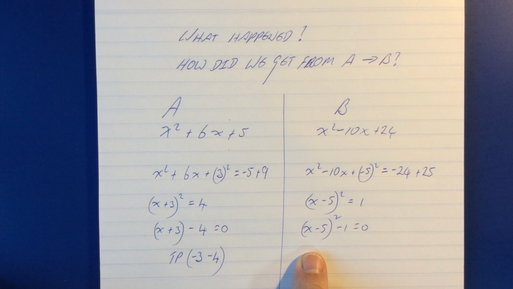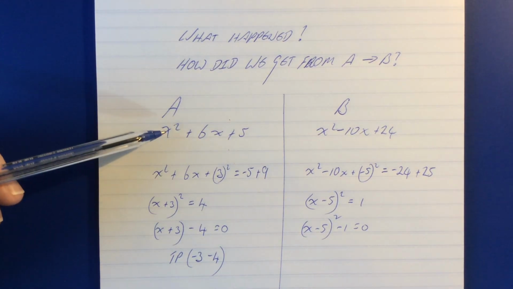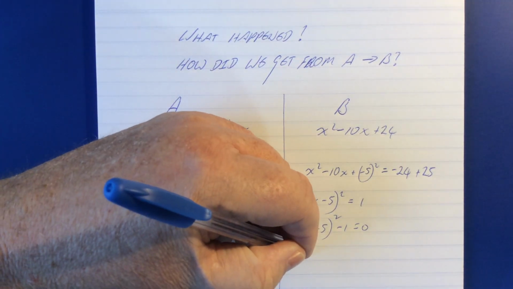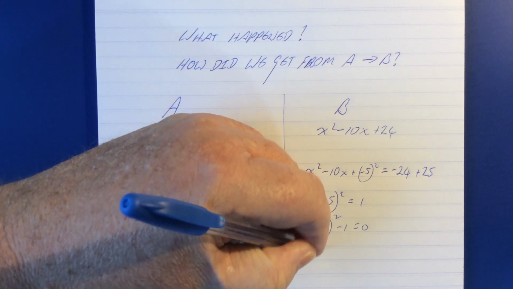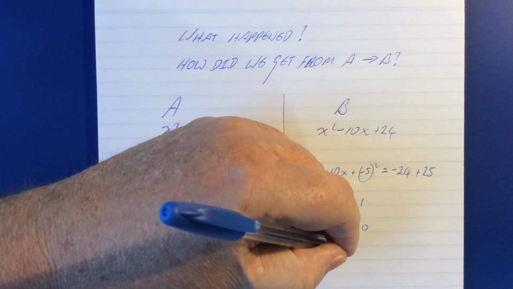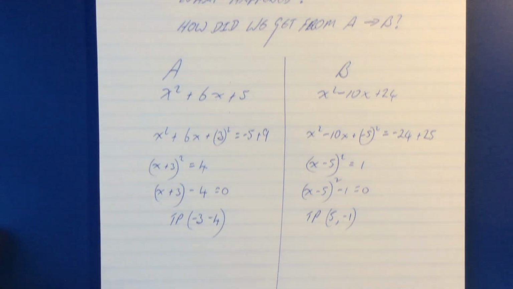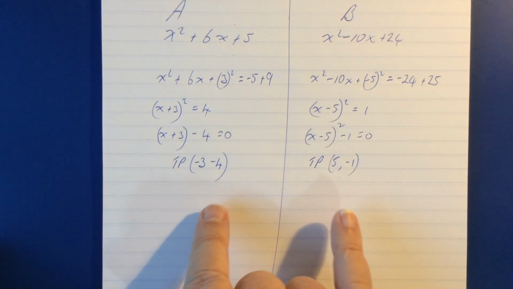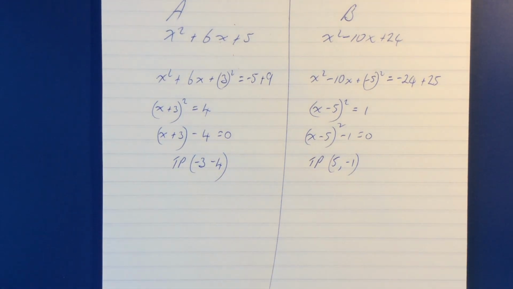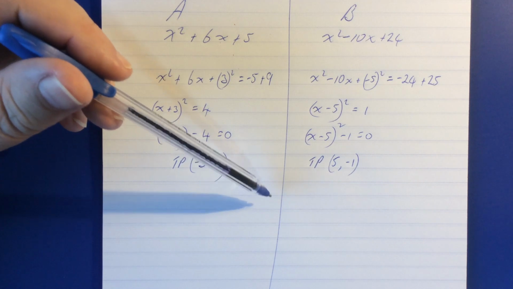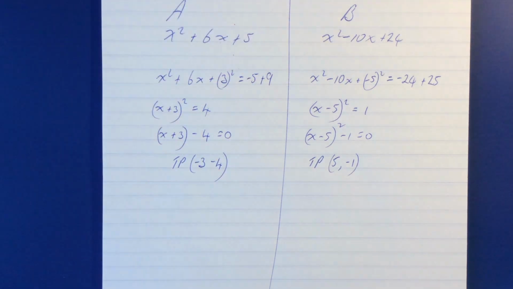And again, we can take the information that this gives us and compare the turning points. So these are, in both cases, the minimum values of each of these functions. So the turning point here is 5, negative 1. Okay, and what that allows us to do is to analyze what's happened to the turning points, which will give us a basis for figuring out how we got from here to here.